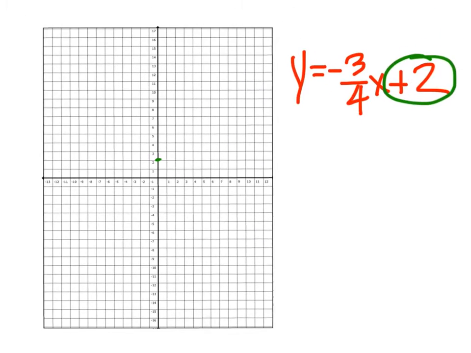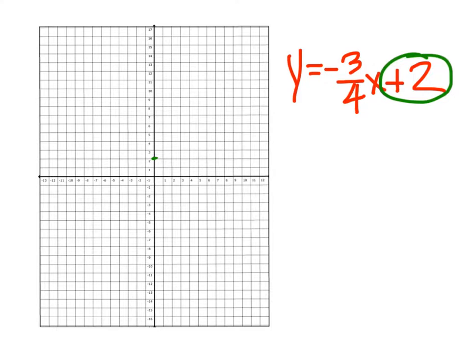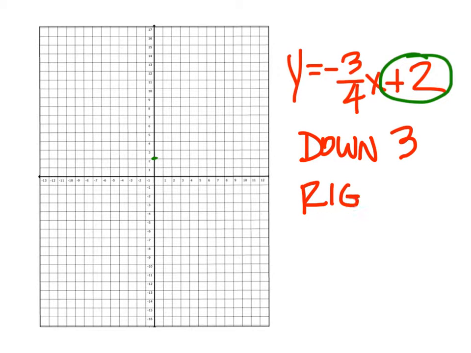The slope is negative 3/4. That means you are going to go down 3 and then to the right 4. You always go to the right for the second movement, never to the left.